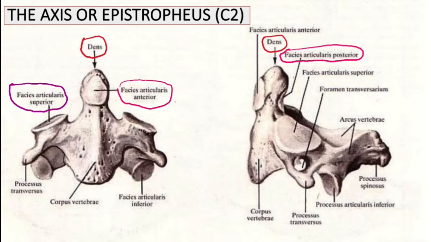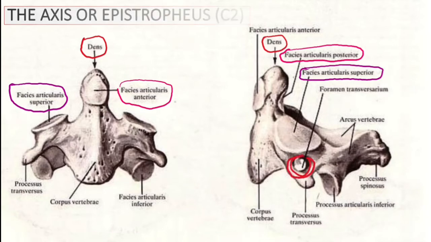Also, this one is C2. So C1, how does it articulate with C2? Through facies articularis superior. You can see it here, facies articularis superior, and again here, facies articularis superior.